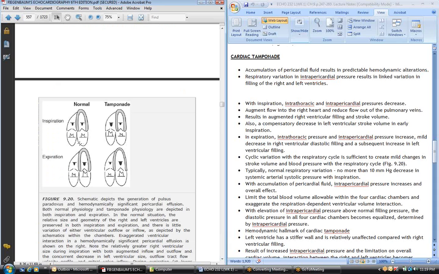So with inspiration, you have the normal. And with tamponade, you'll notice that the right side is slightly larger with inspiration, slightly smaller with expiration. The left side with inspiration is smaller, and with expiration is larger.